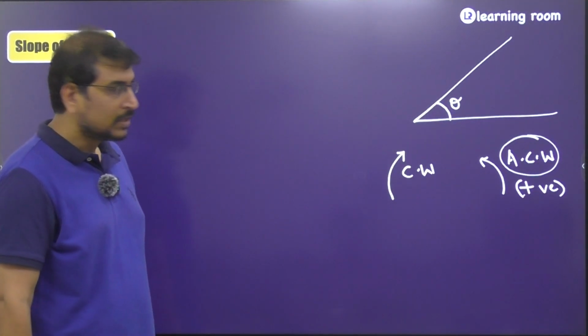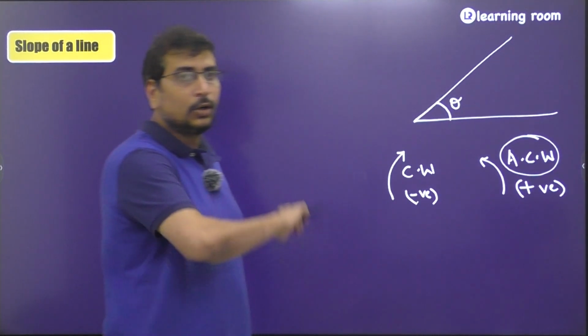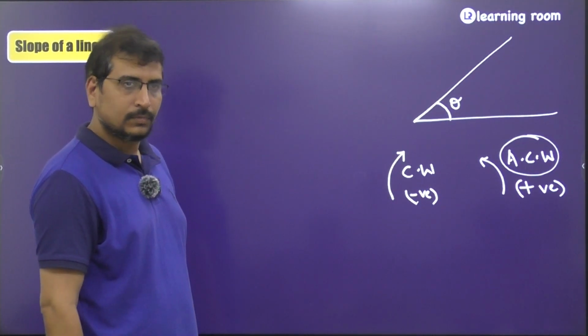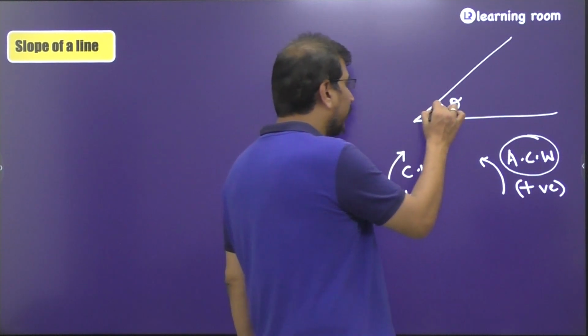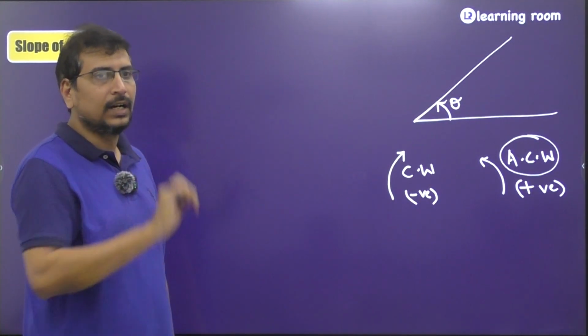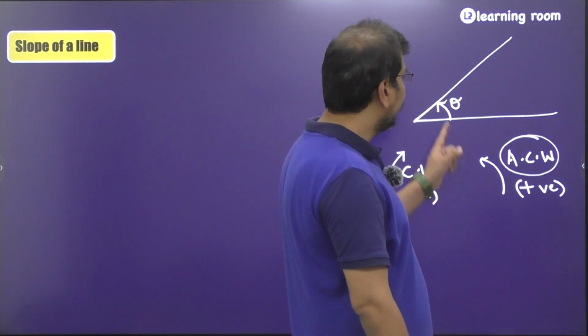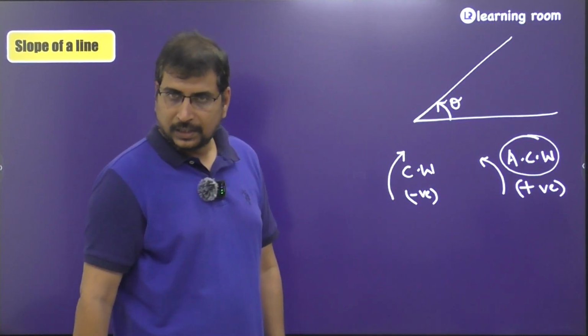Am I clear with this? Similarly, an angle is said to be negative when the rotation is made in the clockwise direction. Am I clear with this? So what I'm doing is, I am marking something like this. I'm not just putting that arc, rather I'm putting an arrow mark. So here it is a positive angle. Am I clear with this?